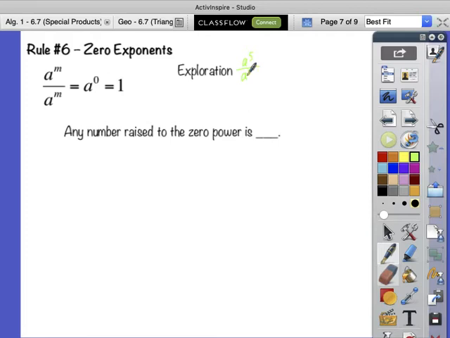We do the same thing we've been doing. A to the 5th is a times a times a times a times a, 5 of them multiplied on the top. The bottom is going to be the same thing.